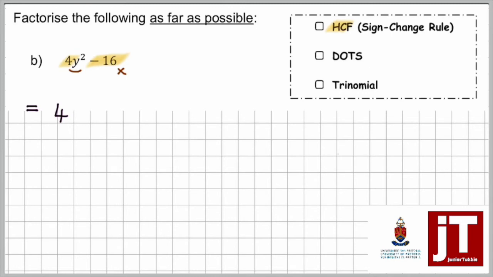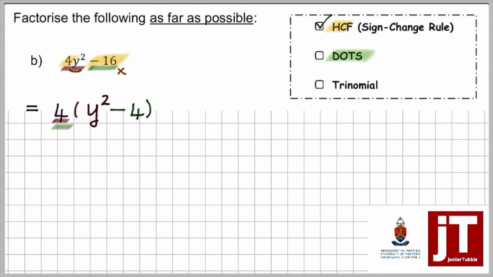Now we take the terms in the expression and divide them by the highest common factor, starting off with the first term, which is 4y squared. 4y squared divided by 4 leaves us with y squared. We then go on to the second term, which is negative 16. Please do not forget the negative. Negative 16 divided by positive 4 is negative 4. That negative sign is very, very important. At this point, we have taken out the highest common factor, and we can move along that list to the difference of two squares.